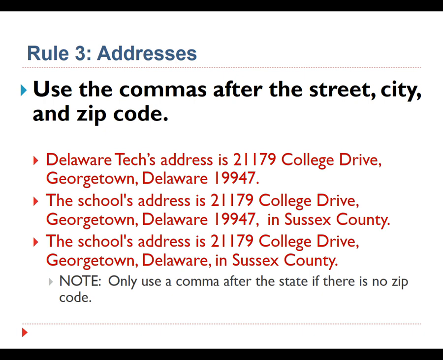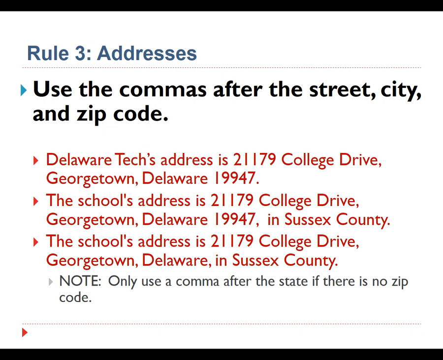The next rule is using commas in addresses. Many people are familiar with this rule, but to review, we use commas after the name of the street, city, and zip code. Some addresses may have an apartment or suite number, and you would also use commas after those elements. Look at Delaware Tech's address as an example of how to use this rule. Delaware Tech's address is 21179 College Drive, Georgetown, Delaware 19947.